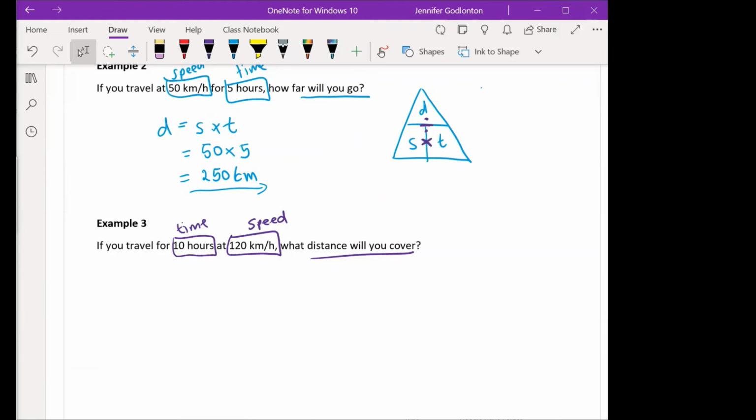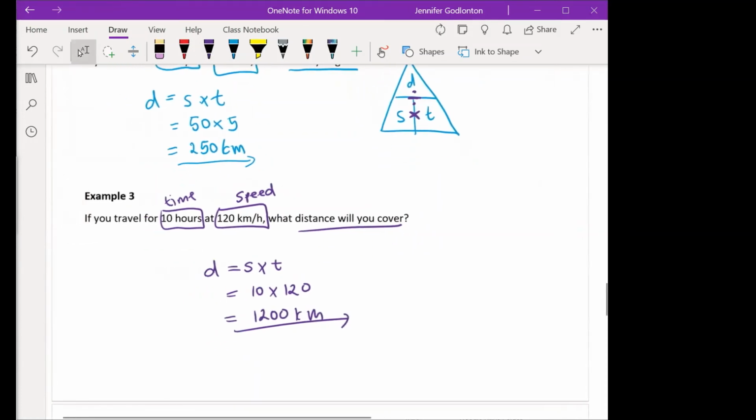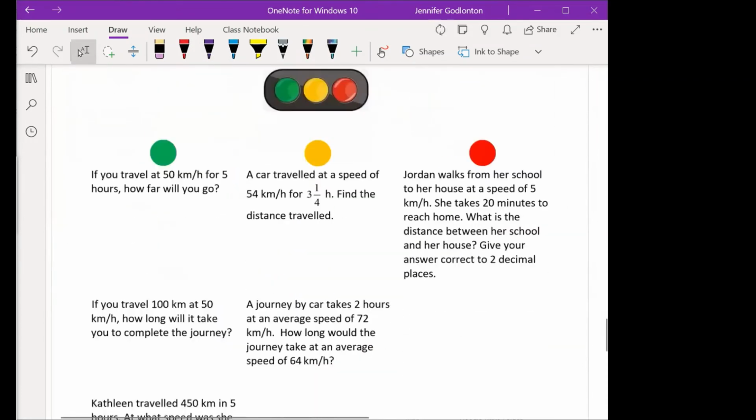Yes, that is sounding great. Okay, so time is 10, speed is 120. We're looking for distance. Distance is speed times time. So it's going to be 10 times 120, which is 1,200 kilometers because it is a distance. Okay, nice job, guys.